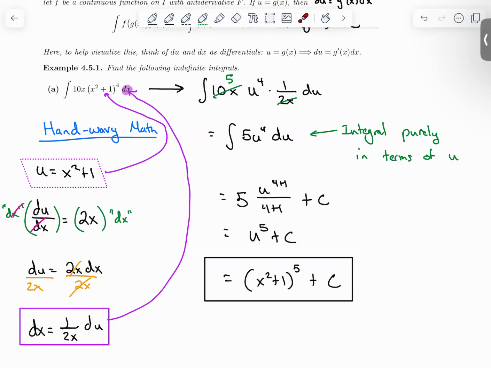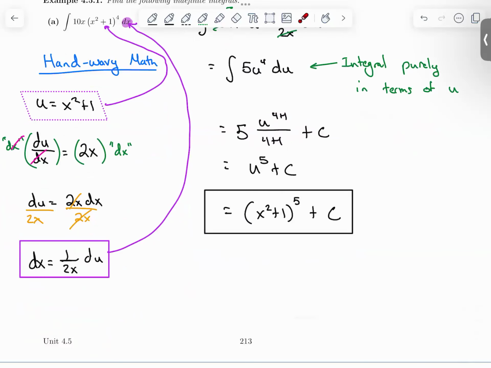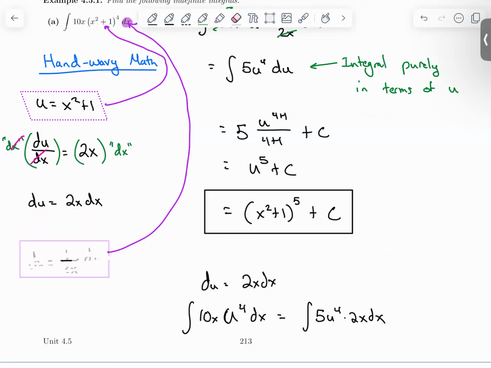There is another way to do this that some teachers do. They do a thing called term matching. There might be another name for it, but basically realizing that du is equal to 2x dx, when you have that integral of 10x times, and we're going to write it as u to the 4th dx, you could rewrite this as 5u to the 4th times 2x dx. So they try and term match it so that this is du immediately. What they do is skip this solving portion and just take this and replace it here. That's term matching, and it's great.